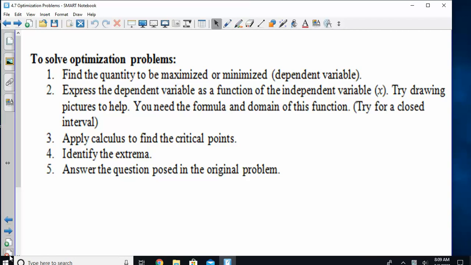We'll pay attention to our domains just so we can check our answers and make sure our answers are reasonable. Then we know if you want to maximize or minimize something, where do you have maximums and minimums? At the critical points, right? So we'll do our derivative, find out where I have critical points, so where the derivative is 0 or undefined, and use that to find your maximums and minimums and answer the question.